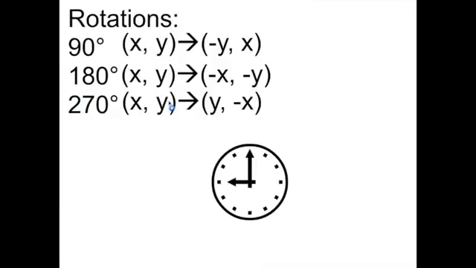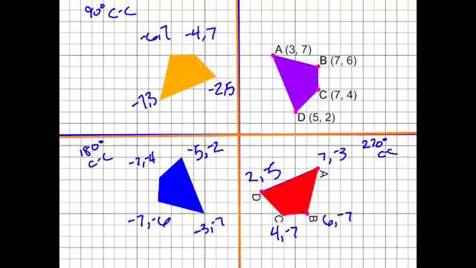Let's move on to the next. Lastly, we have 270. Okay, we brought the Y up front and changed the sign of the X. Let's go ahead and check that out just to verify. We started with 3, 7. So if we bring the Y to the front, we should have a 7, and then we're going to change the value of the X. So we should have 7, -3, and we do. Okay, for B, we should have 6, -7. For C, we should have 4, -7, and we do. For D, we should have 2, -5, and we do. Okay, so that's how we use our rules.